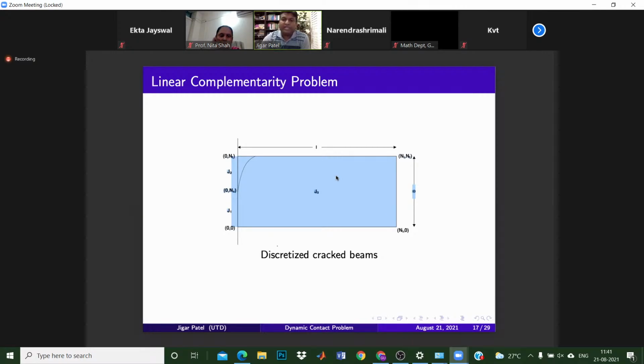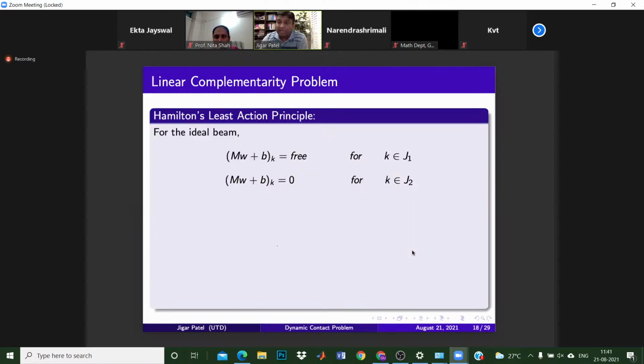So this is the picture of the discretized beam, right? And this is how we have used those conditions. For the ideal beam, obviously, we wanted to compare the vibration of the ideal beam with the cracked beam. So I considered a similar system for the ideal beam. For the ideal beam, this is how that system looks. We want M times W plus B at K to be free whenever K is in J1, right? So when the nodes are glued to the wall, again, I use J1 and J2.